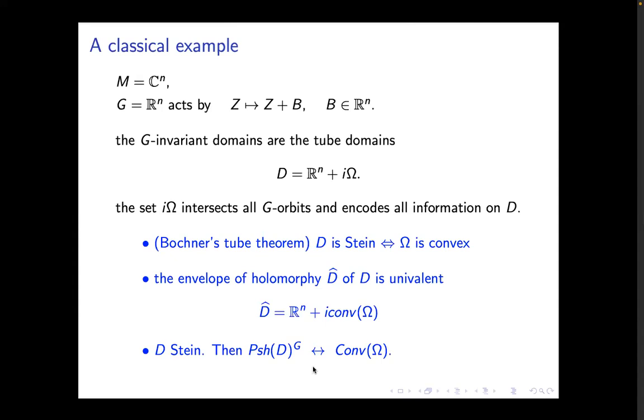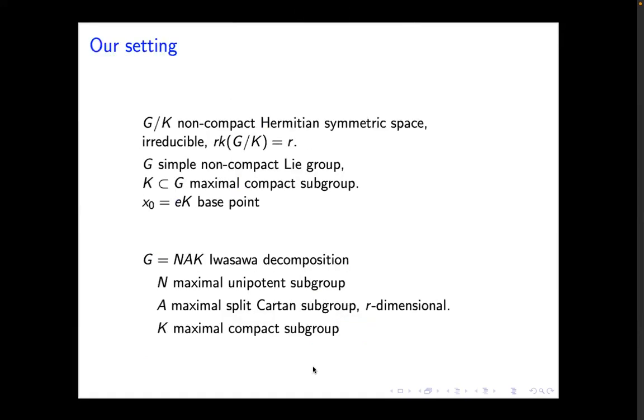So this is an important example for us because we are trying to generalize these statements to the setting of Hermitian symmetric spaces of non-compact type. So we have G mod K, a non-compact Hermitian symmetric space. We assume it's irreducible of rank R. So we can assume that G is a simple non-compact Lie group, K is a maximal compact subgroup, and we fix a reference point, a base point, x0.